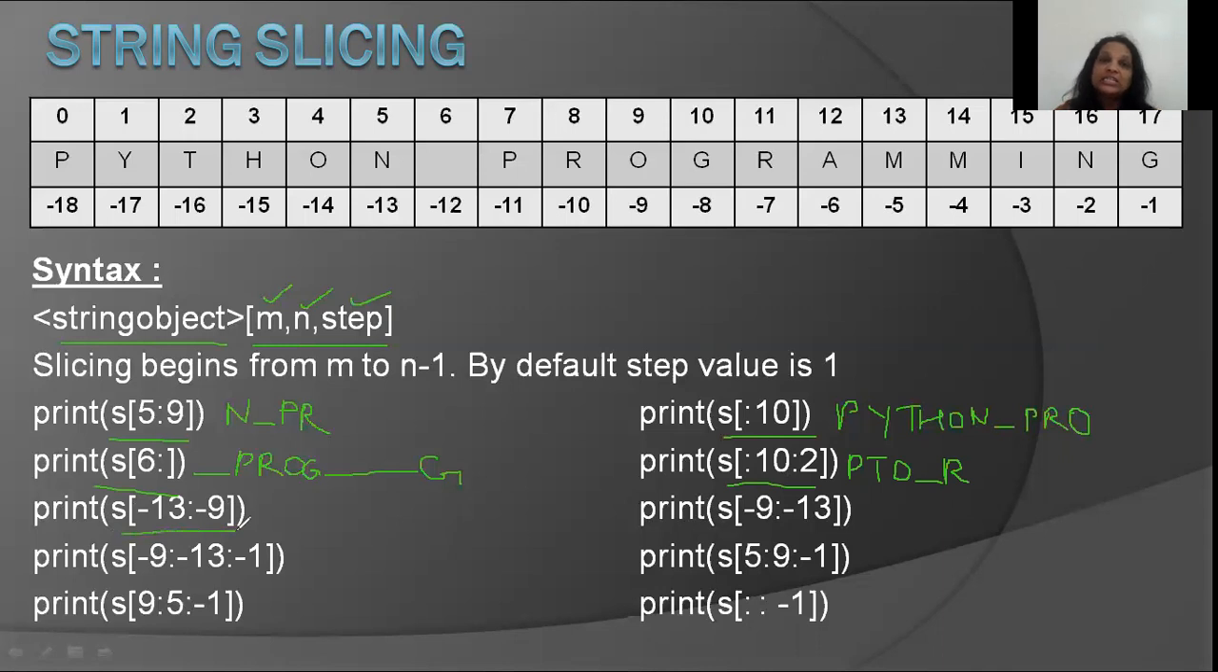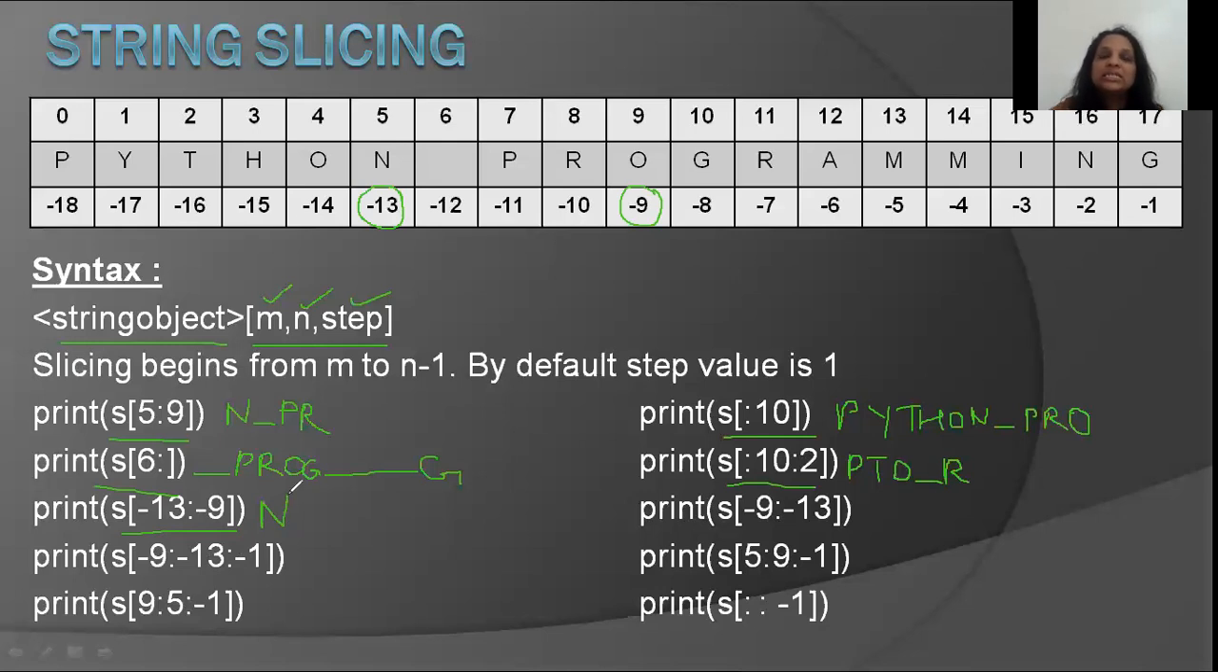What about negative indexing? Now, these are all forward indexing. Negative indexing can also be done, but you have to be logically correct. What do I mean? Minus 13, where is minus 13? Here, correct? Minus 9, where is minus 9? Here. What's the step value? 1. Okay, so minus 13, if I keep incrementing it by 1, will I reach minus 9? Yes, correct?